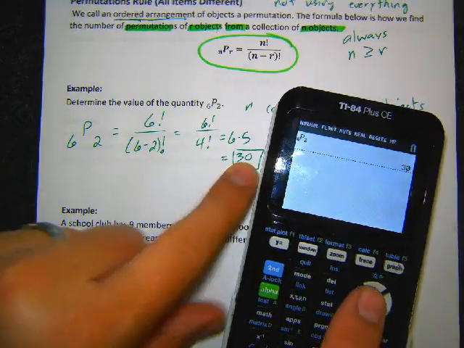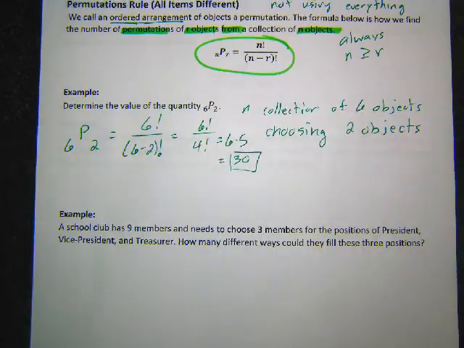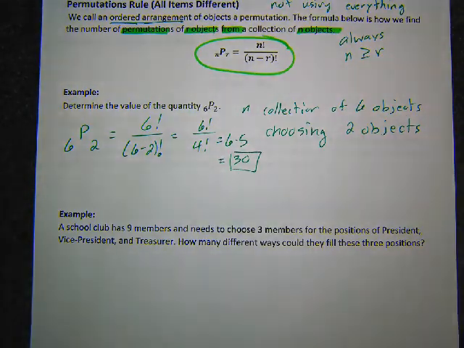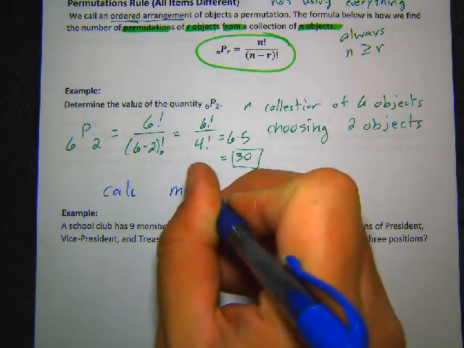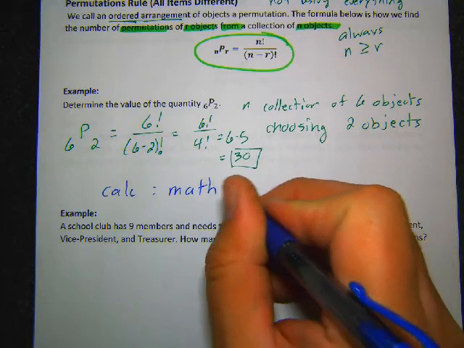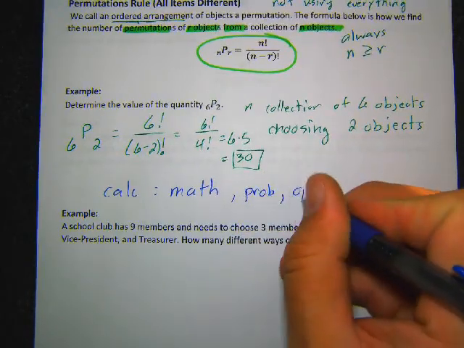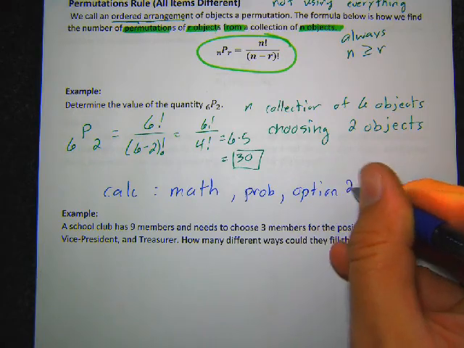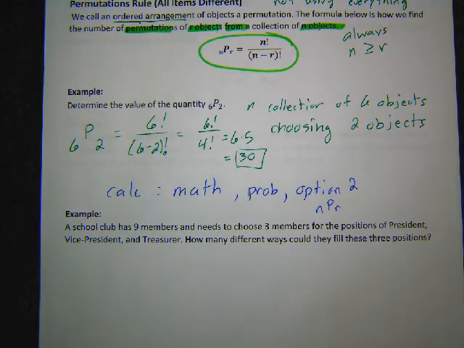So it did all this calculation stuff for me. I didn't have to do that part, because the calculator will just do it. So on the calculator again, it's going to be the math button, and then it's probability, and it's option 2, NPR. That's your permutation. That's how you do it with the calculator.